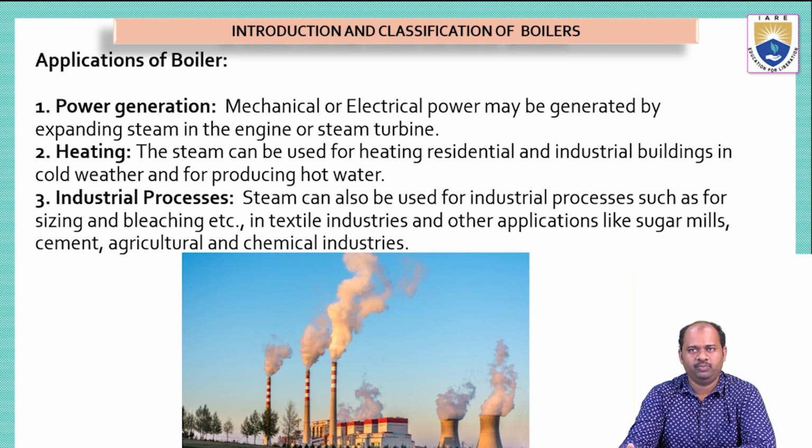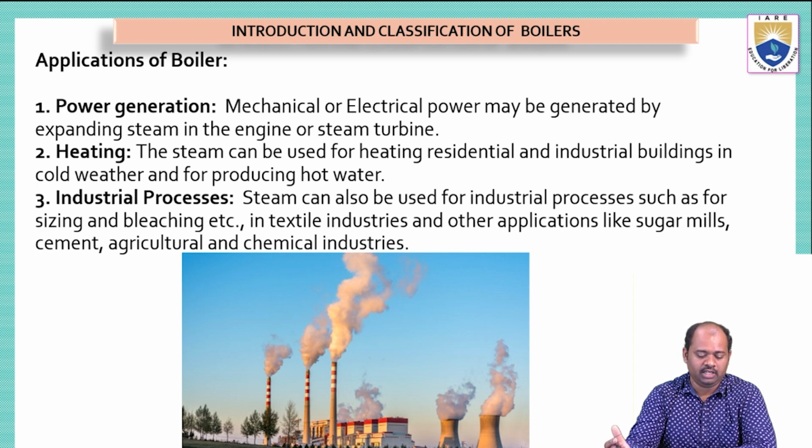So steam can also be used for industrial processes such as sizing and bleaching. These are some of the applications in industry where hot steam is required. So for the production of hot steam, we have to use the boilers. In textile industries also, steam is used for the production of cloth, and in other applications like sugar mills, cement industry, agricultural industry and chemical industries.